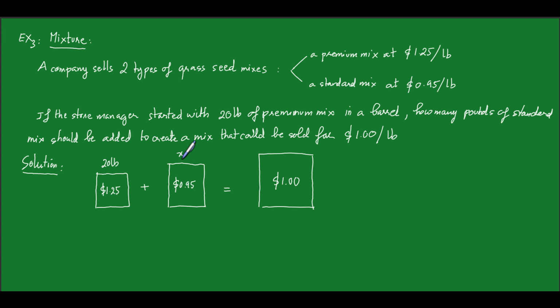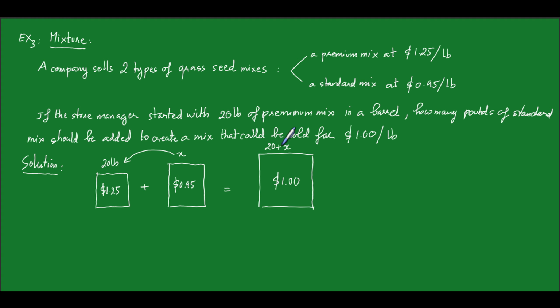Okay, so we're going to add all of them together because they combine it. How many pounds of standard mix should be added to? Should be added to. So I'm going to add this to this to create this. All right. So over here it will be 20 plus x because you add them, right? You combine them. Okay. So that is the picture. It will help you visualize the situation, the scenario.